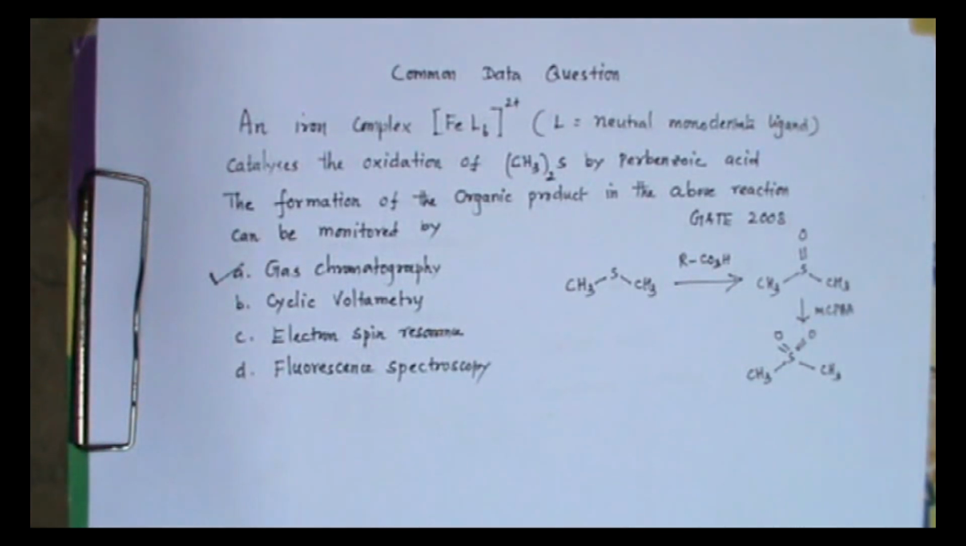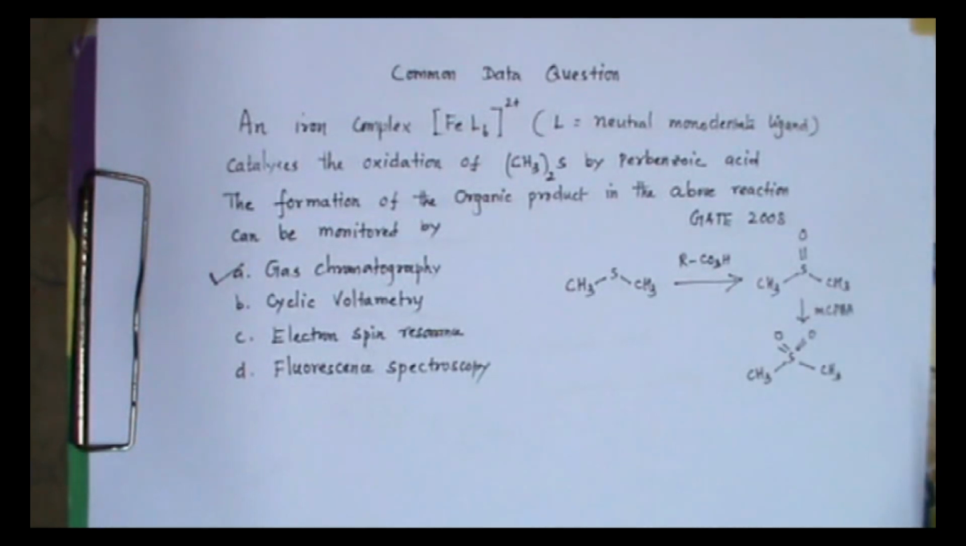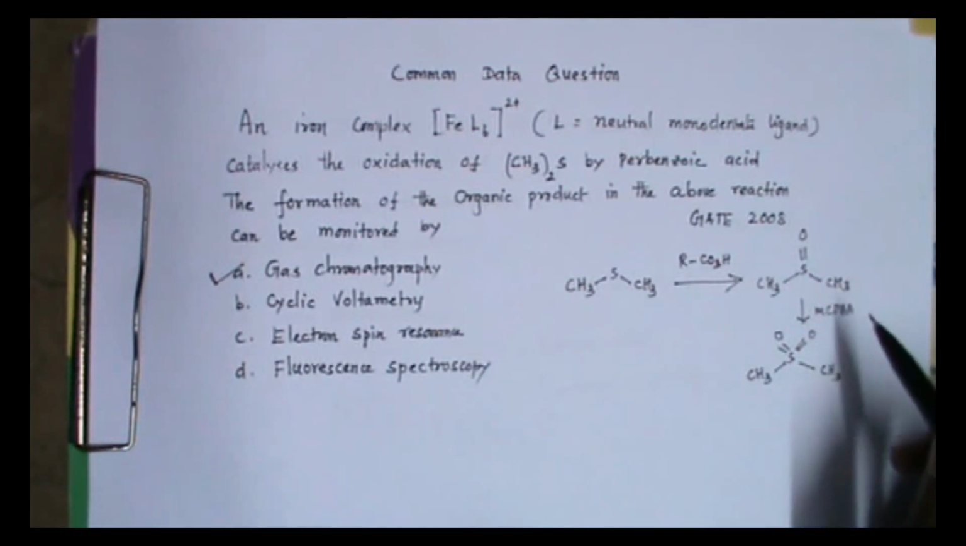The reaction mixture can be injected into the column. Here there is no metal. All are organic compounds, all soluble in the solvent. So they will be dissolved in the solvent, or the reaction mixture will be taken and injected. There will be some RT value for dimethyl sulfoxide. If that particular RT is observed, then you can say that dimethyl sulfoxide has formed.